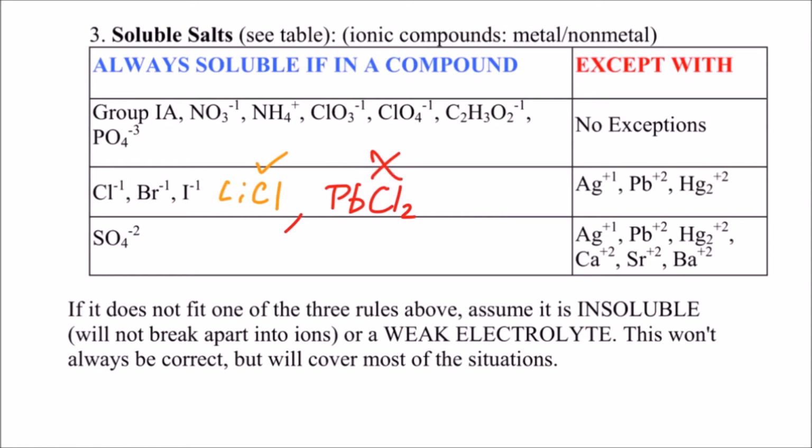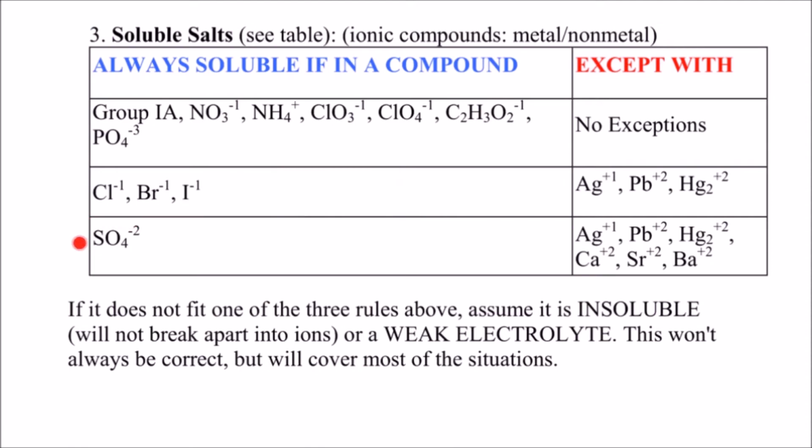This one, however, is not soluble because chlorine is attached to a lead 2 cation, so that's not soluble, which means it won't dissolve in water. It'll be like a little powder or something that just sinks to the bottom and you won't be able to get it to dissolve, like sand in the ocean doesn't dissolve.